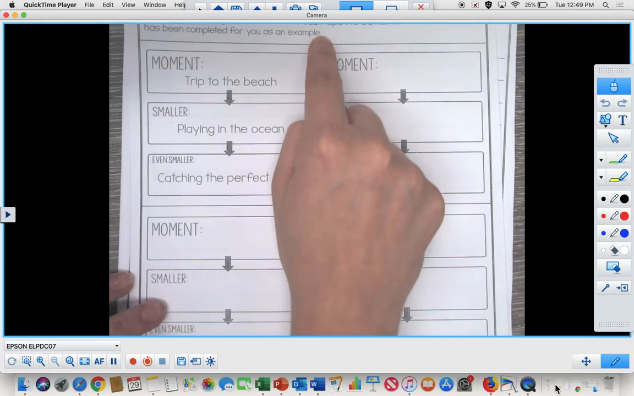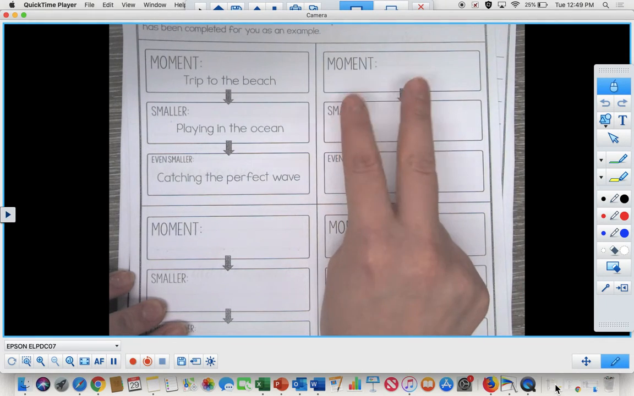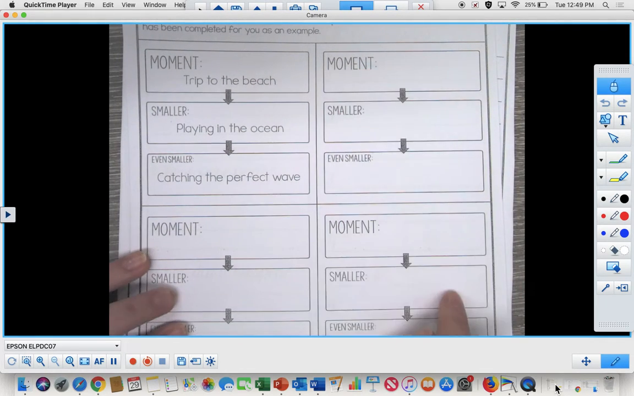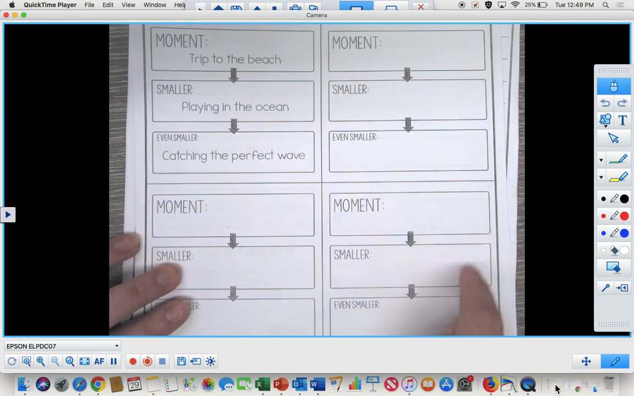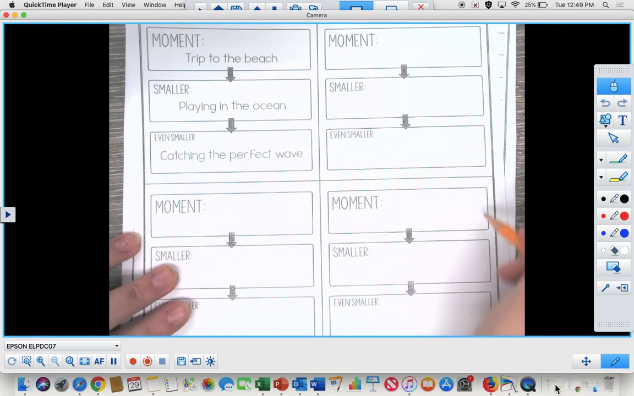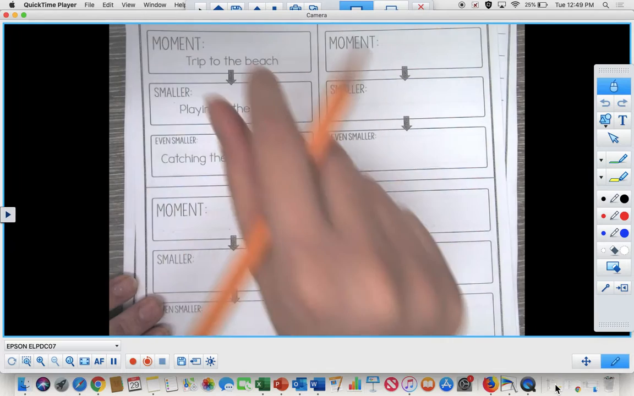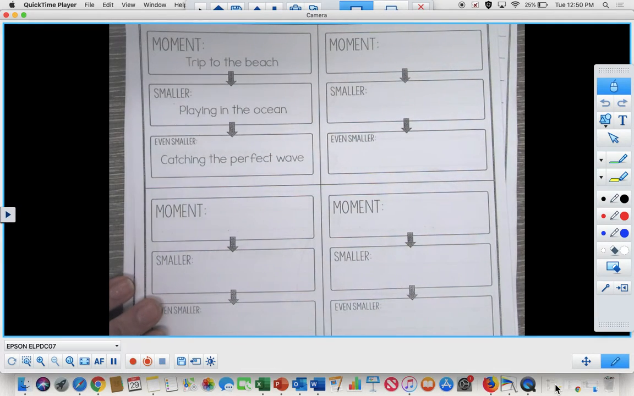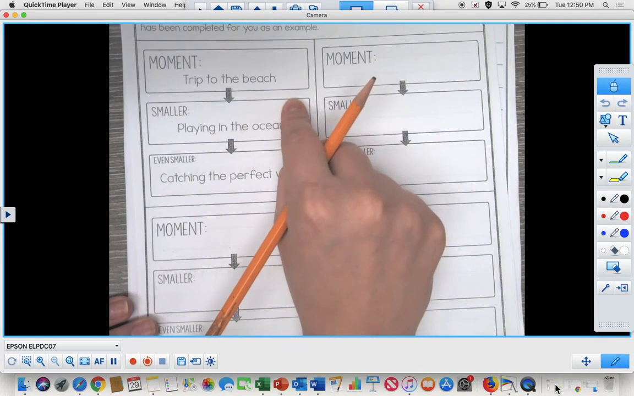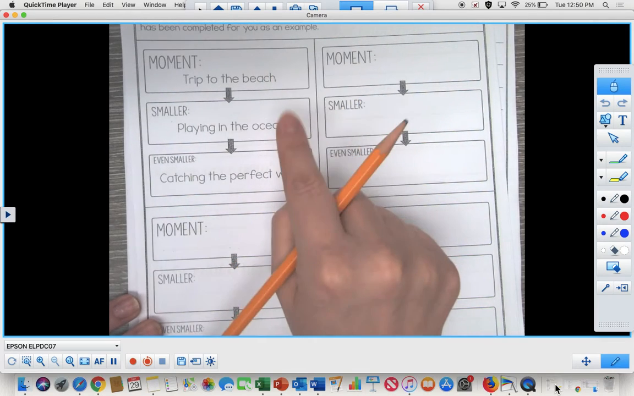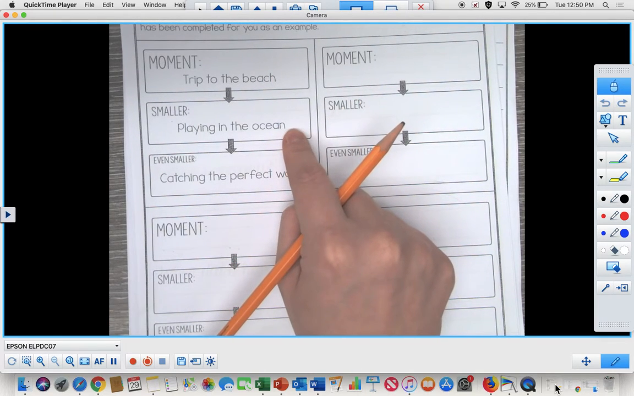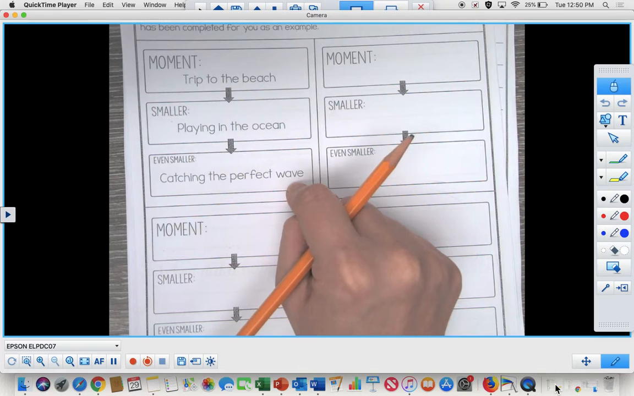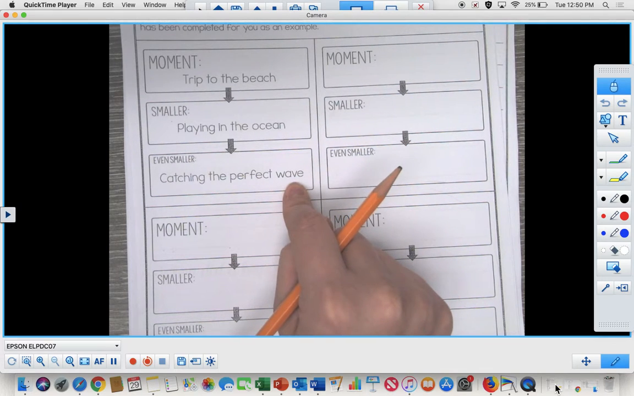We are going to do 2 moments together as a class. And then this last moment, when you completely finish, you are going to draw a giant circle around, because that is going to be your personal moment that you are going to be writing about. They have given us an example: trip to beach. Make it a little bit smaller: playing in the ocean. Even smaller: catching the perfect wave.